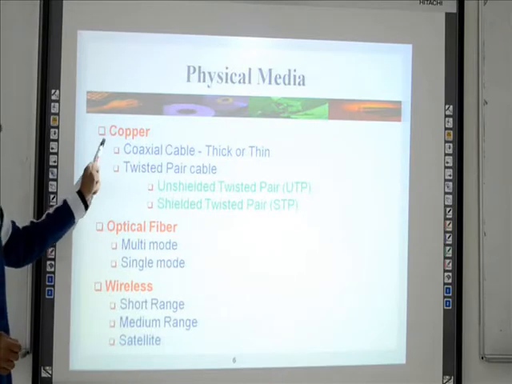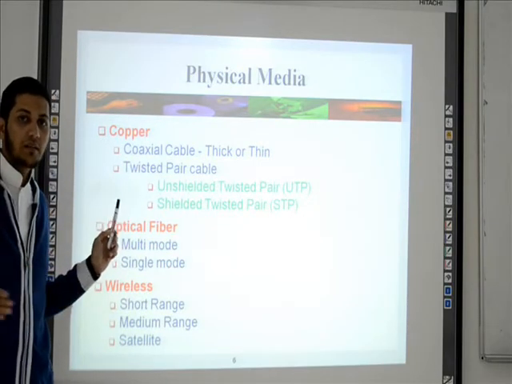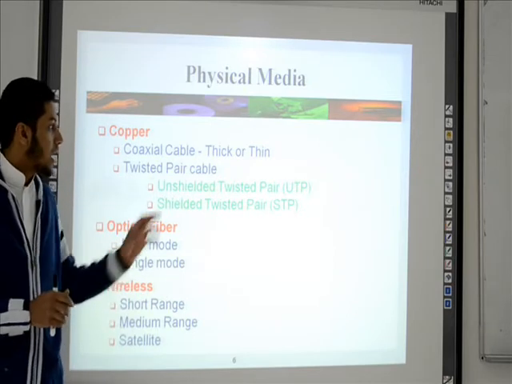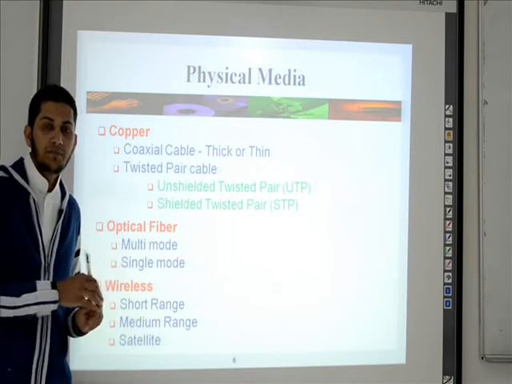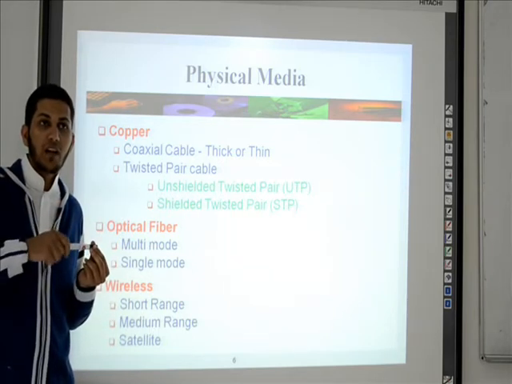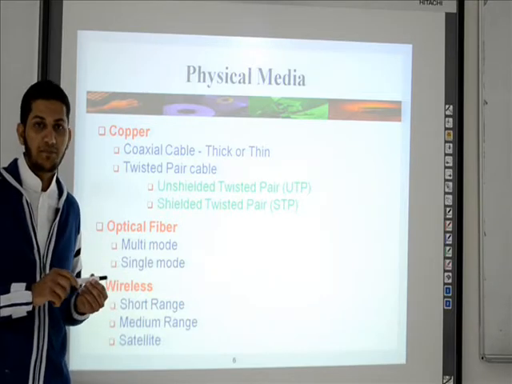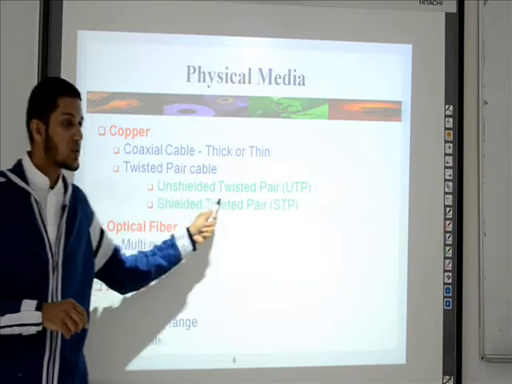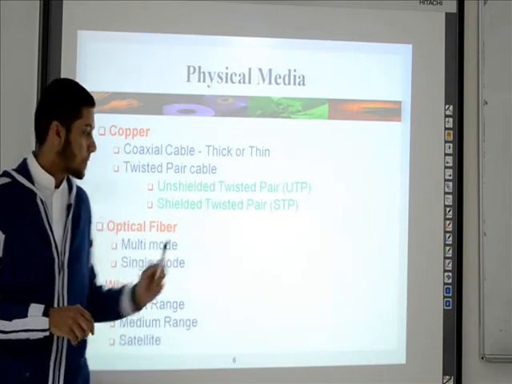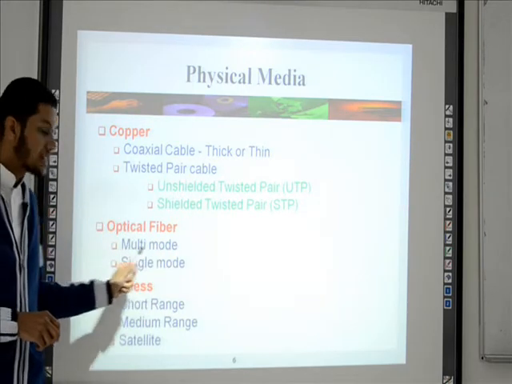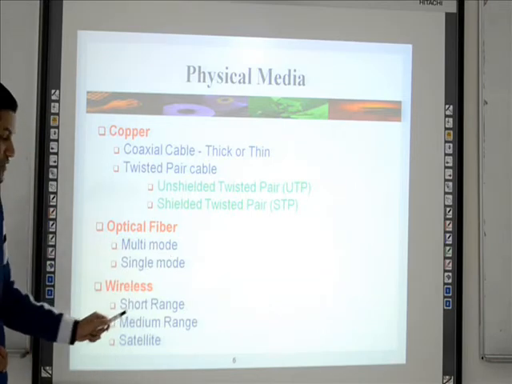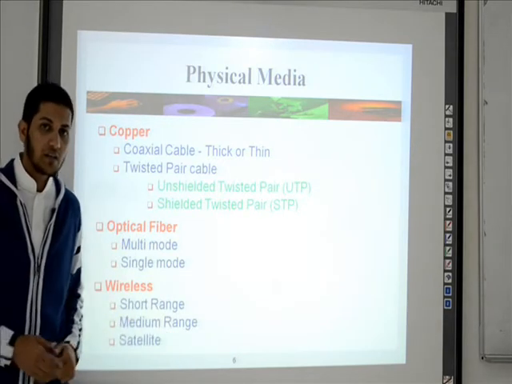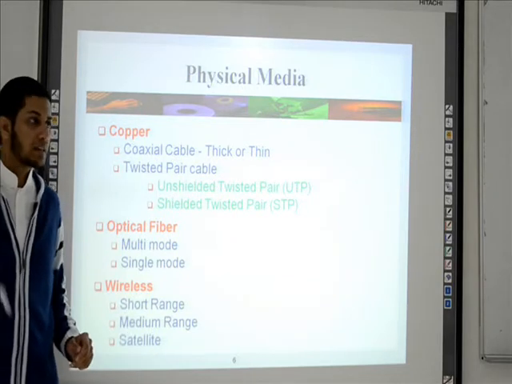Now, we have the copper cable, which is the old one and still in use until now. We have 2 kinds of coaxial cable, thin or thick. An example of coaxial cable is the cable we use in the server or in the satellite. And we have the twisted pair cable, of 2 kinds: unshielded twisted pair and shielded twisted pair. We have the fiber optic, with multi-mode and single mode. And the wireless, we have short range, that means small space, medium range, bigger than short, and the satellite, which we use in space.